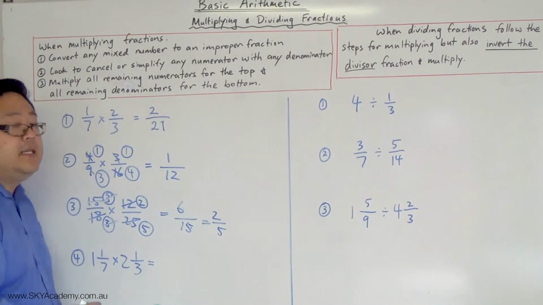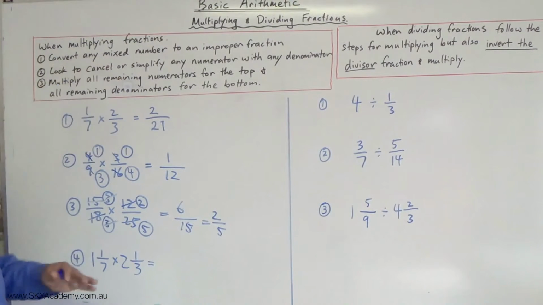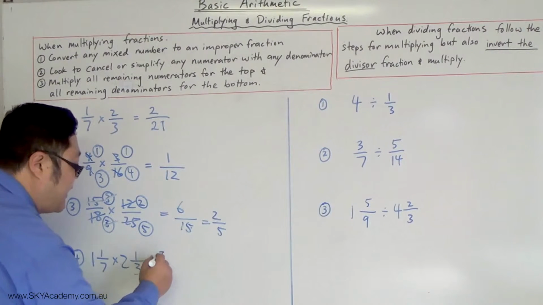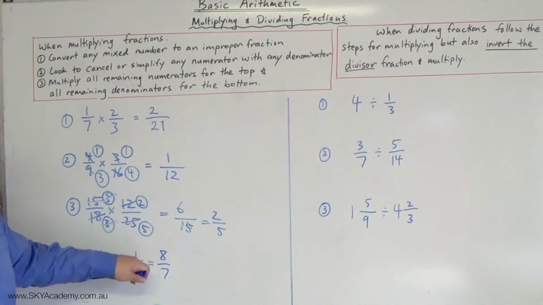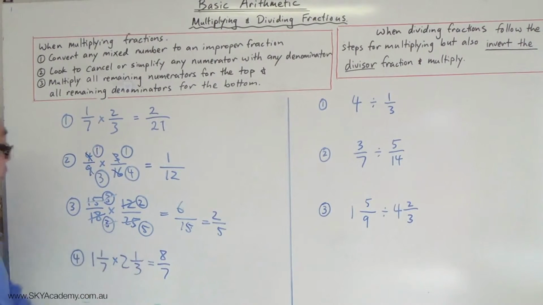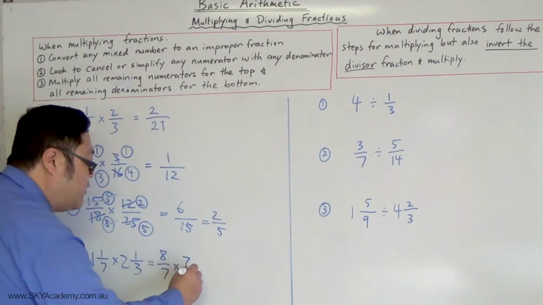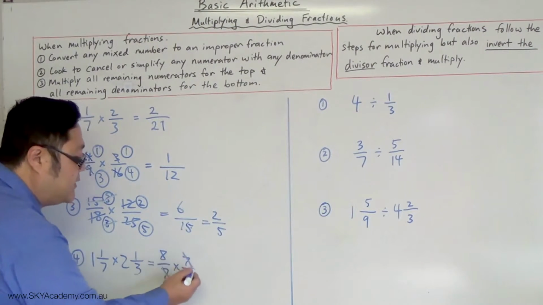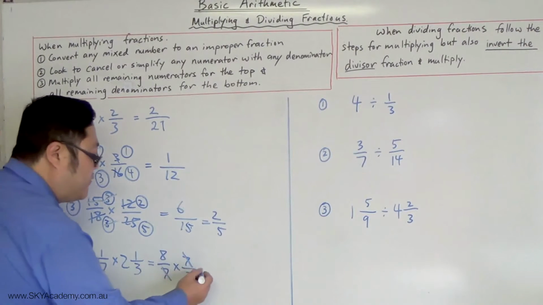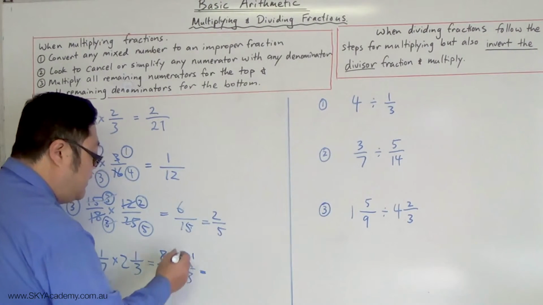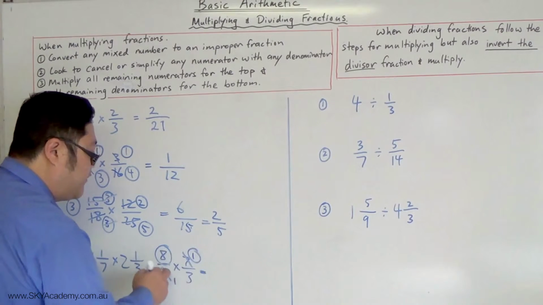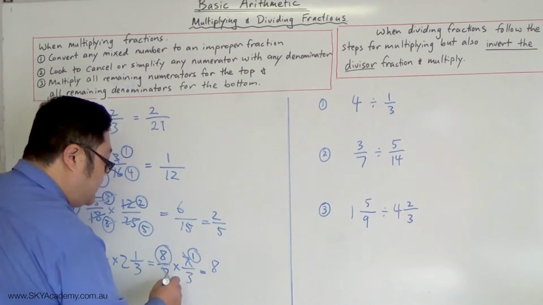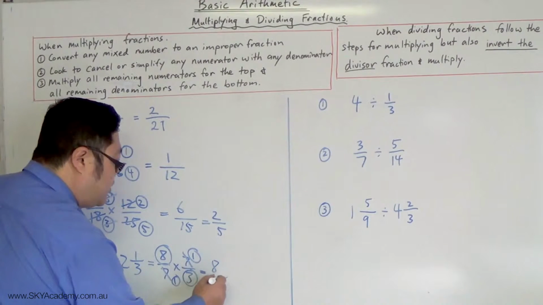Let's have a look at this one, because this one is a classic example where we need to take into consideration step 1. 1 and 1/7 ends up being 8 over 7. 2 and 1/3 gives you 7 on 3. You can cancel straight away the 7 with the 7. All right? So you're left with 1 here. 8 times 1, because 8 and 3 don't cancel. 8 times 1 gives you 8. 1 times 3 gives you 3.